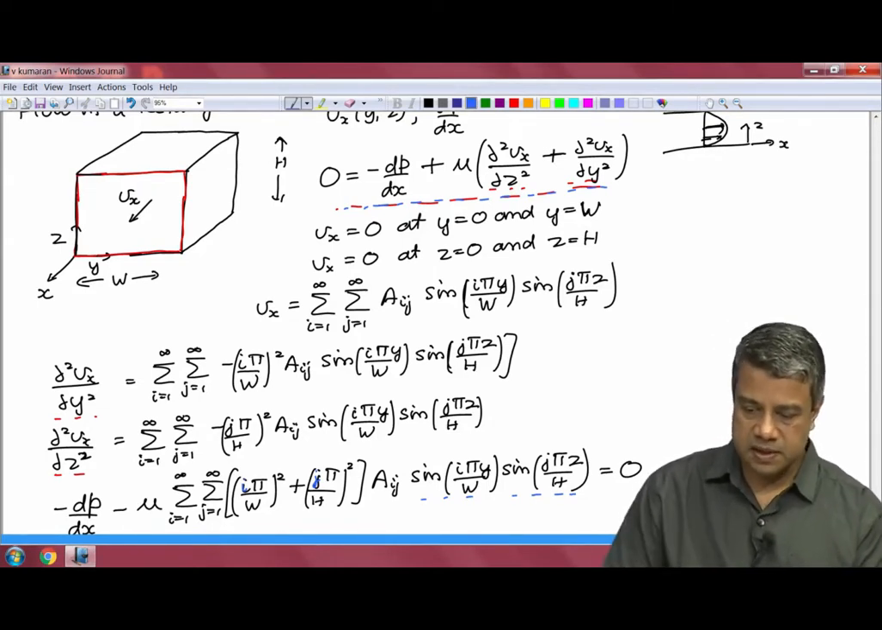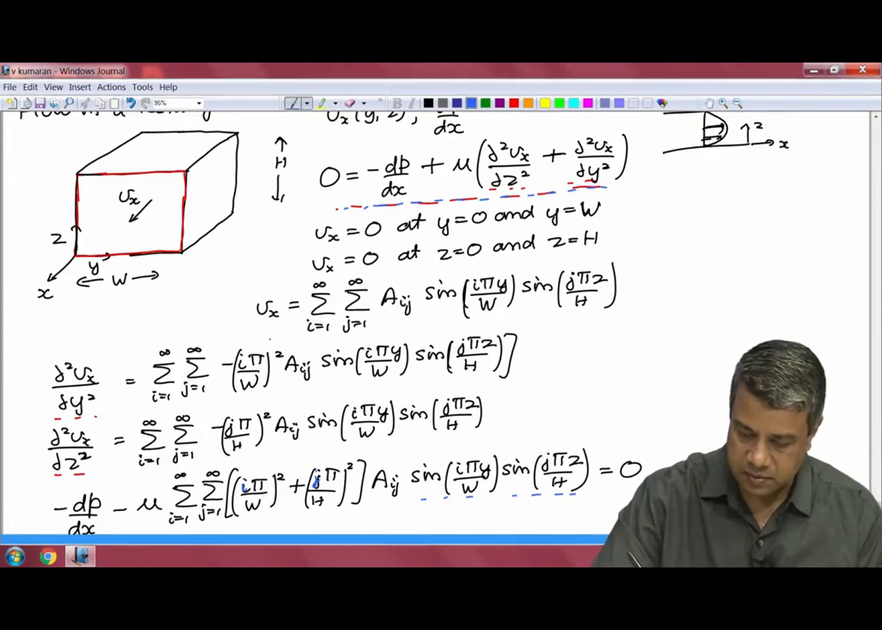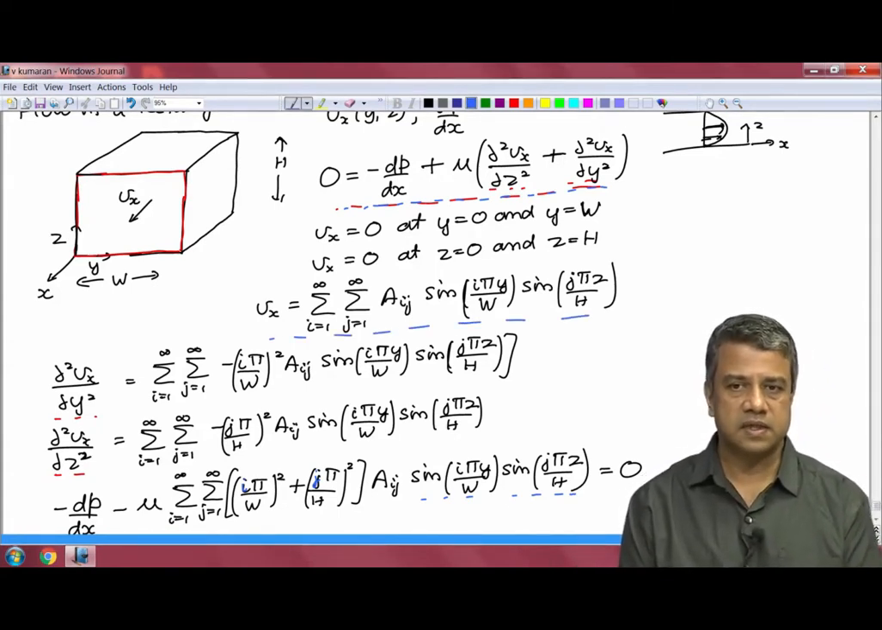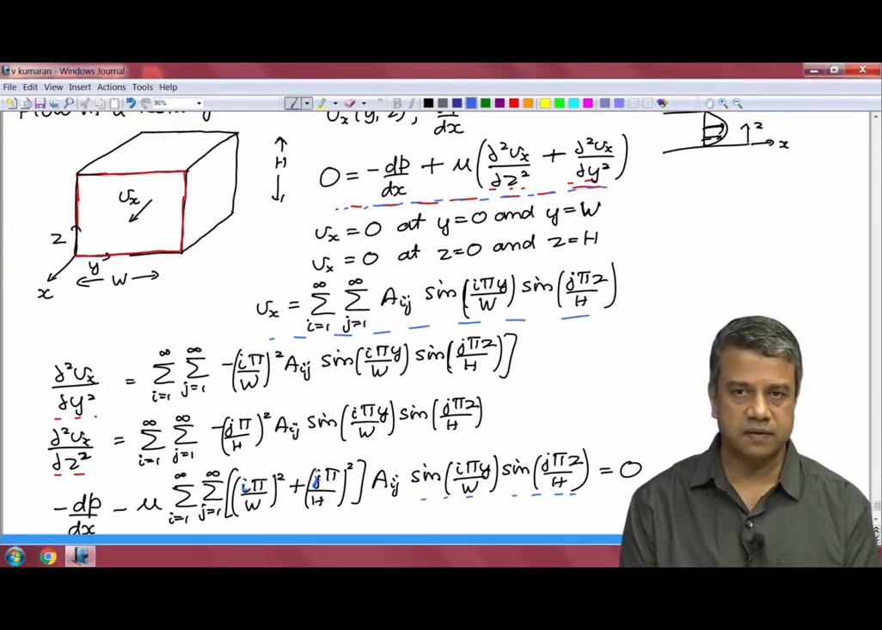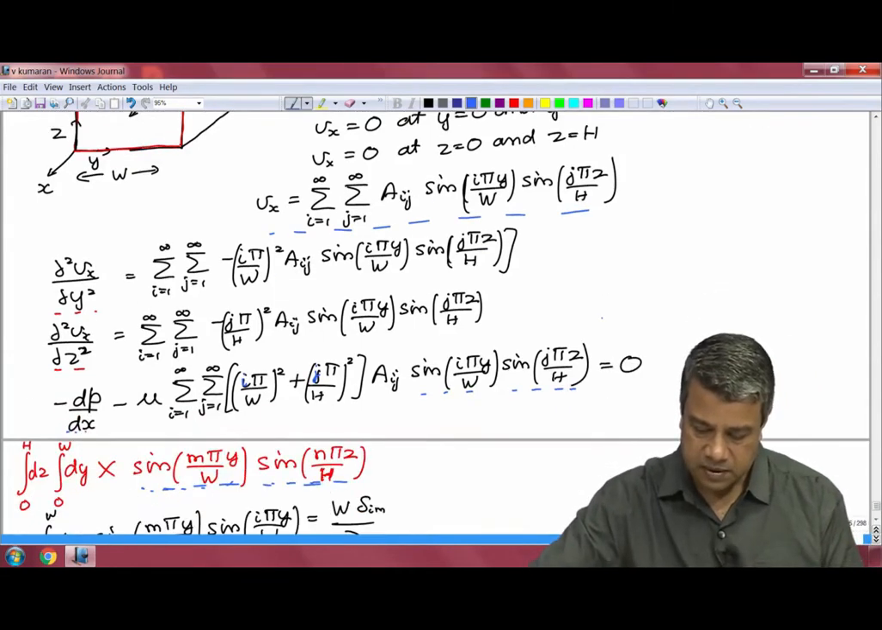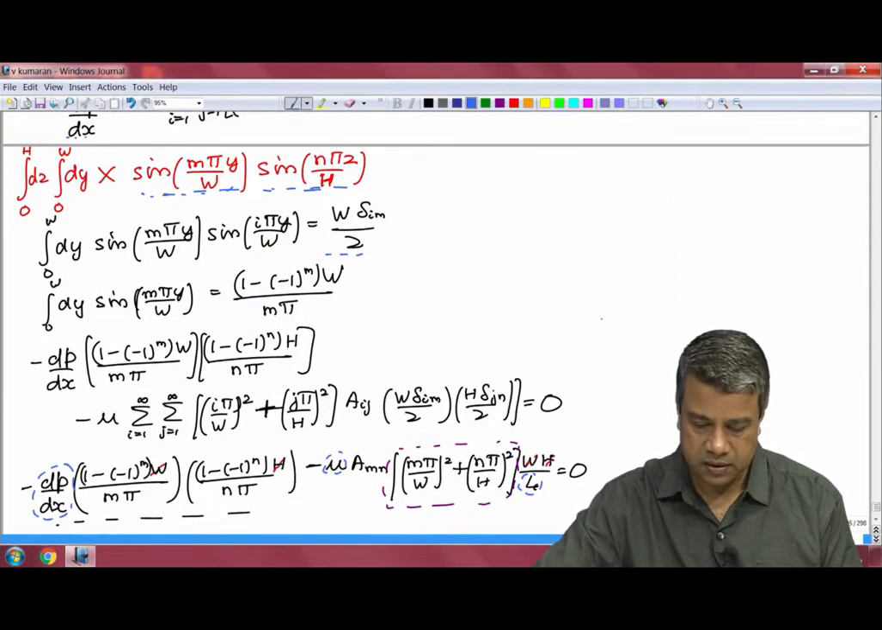So, we had expressed Vx as the sum of sine functions in the y direction and sine functions in the z direction, with the period or the wavelength of these functions chosen so that they are 0 at all four walls. We substitute that into the equations. The second derivative with respect to y and the second derivative with respect to z are both sine functions themselves. We substitute that into the equations and then use the orthogonality relations.